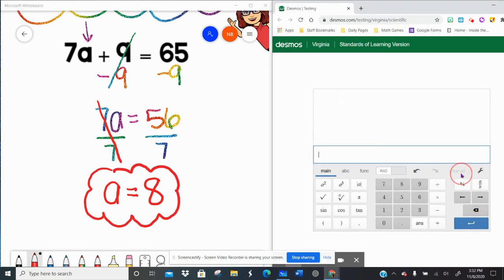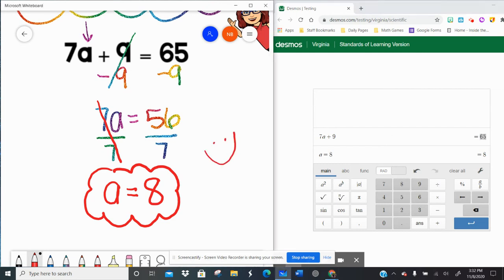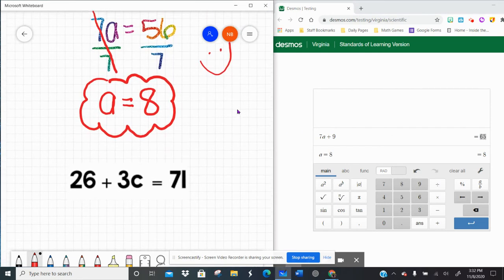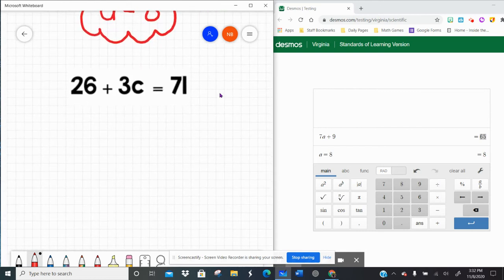There's a way to check if I'm correct. So watch this little trick on the calculator. It's pretty neat, and it'll help us when we get to some multi-step stuff. If I have 7a plus 9, I want that to equal 65. If I tell the calculator a equals 8, it's called variable substitution. I'm going to substitute that 8 back into the equation, and look right here, 65. So I know that I'm correct because I'm pretty much a genius. Just kidding. No, I'm not.